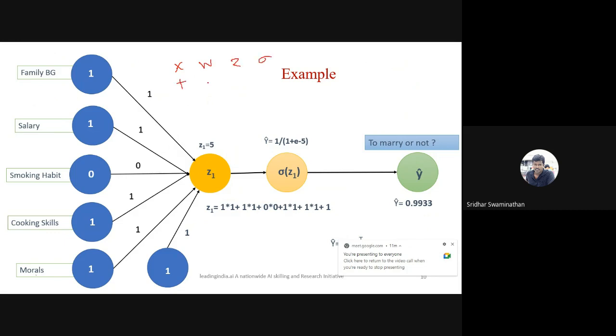If your input is positive and your weight is also positive, positive into positive will become positive, and your sigmoid will become near to 1. If your input is negative and your weight is also negative, negative into negative will become positive, and your sigmoid will become 1. If your input is positive but your weight is negative, or your input is negative and the weight is positive, in both of these cases your sigmoid will be close to 0 because of your negative z value.